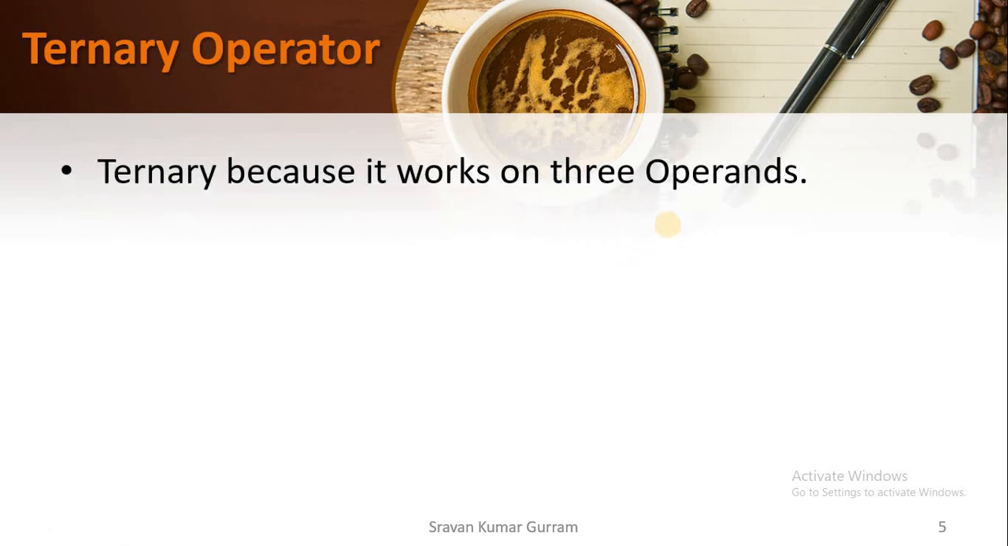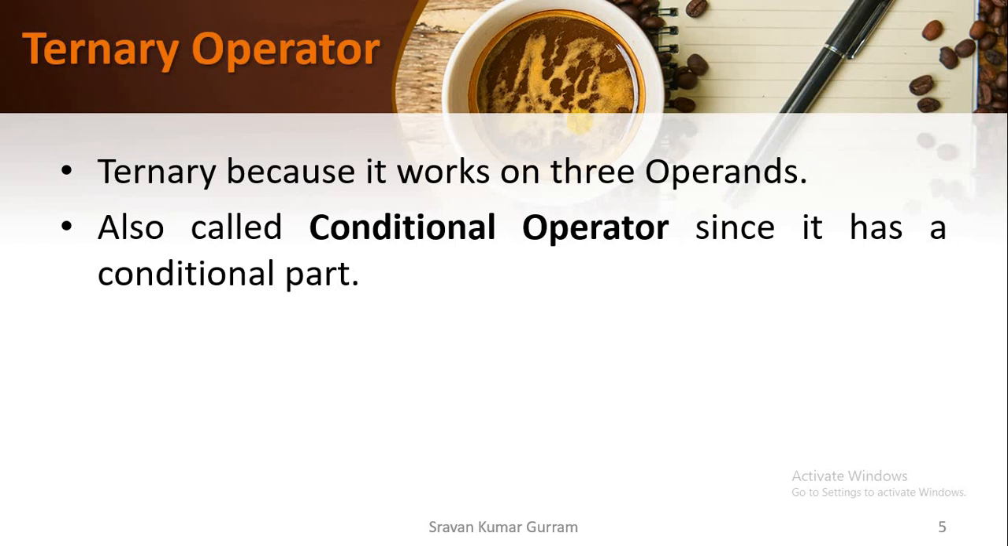We call this operator a ternary operator because it works on three operands. An operand may be a value, a variable, or an expression also. As we are using three operands, this is called a ternary operator, where ternary means three. This ternary operator is also called a conditional operator because we are using conditions as part of it.